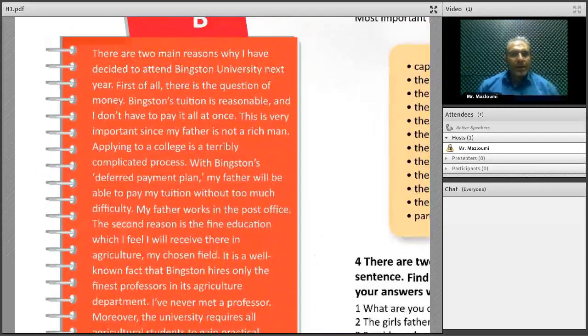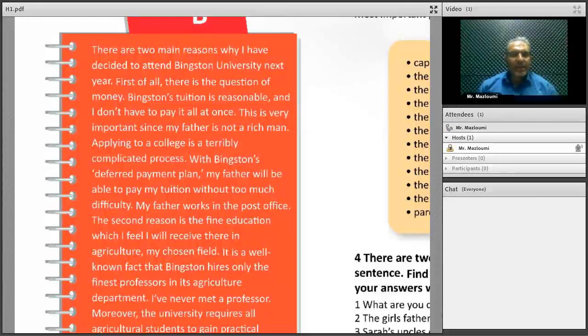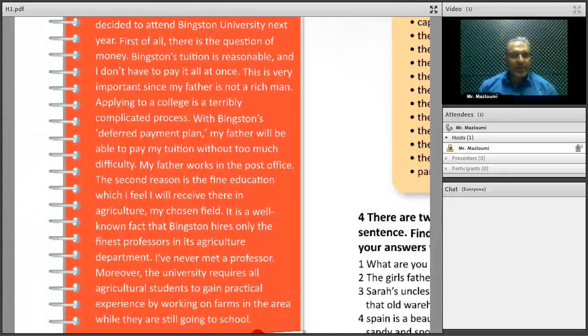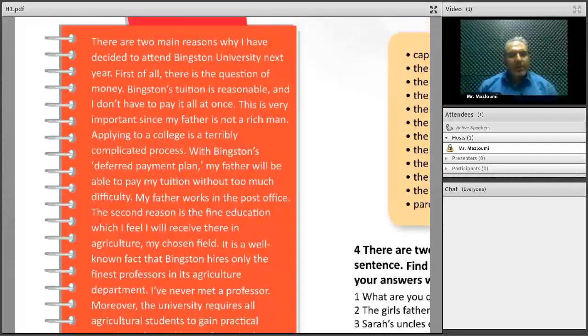Okay, so what is the topic sentence? There are two main reasons. The first sentence is the topic sentence. Okay, are there any irrelevant ideas? Sure, there are. Okay, this one. So the writer should just discuss the reasons, but here, applying to a college is a terribly complicated process. Okay, so what? Cross it out, please, everyone.